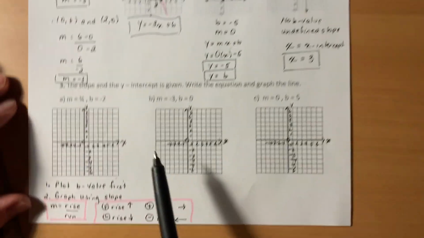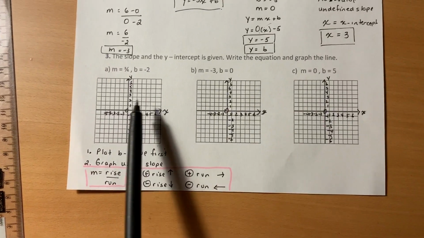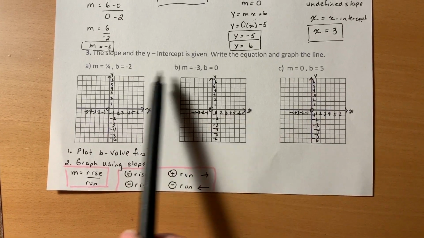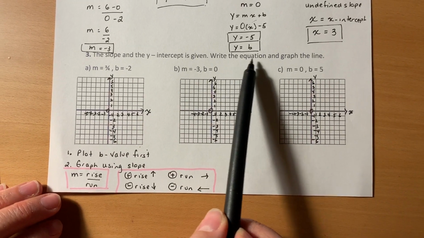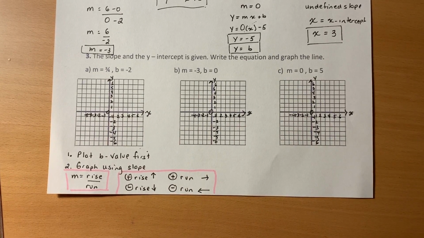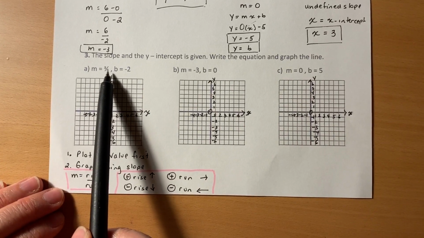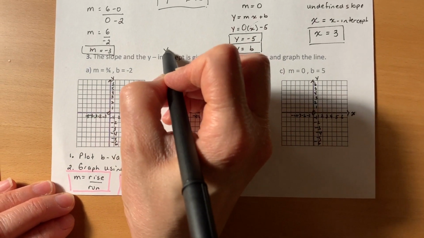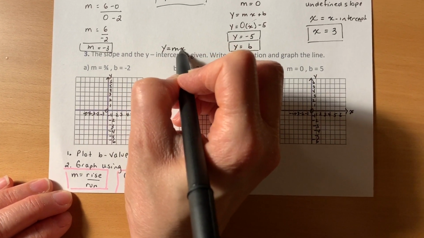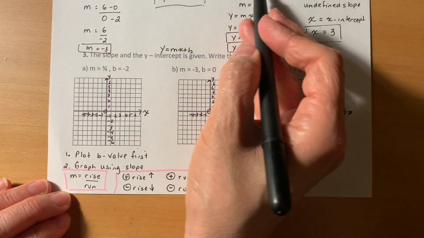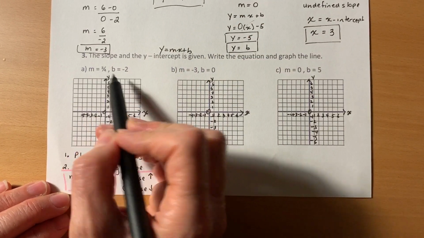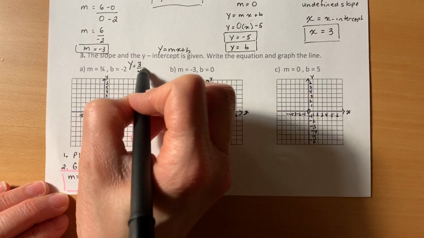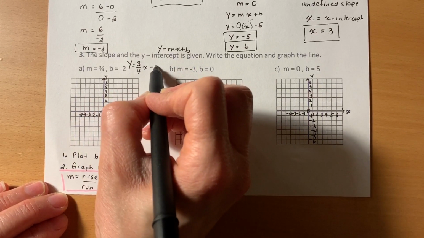Okay, so let's look at the last part here where we're graphing. So here, and we're going to write equations. So the first thing we're going to do here is we're going to write the equation and then we're going to graph it. So if my m is 3/4 and my b is -2, to write my equation, remember it's in the form y equals mx plus b, unless it's one of the special cases. So here my m is 3/4, so this is y equals 3/4x plus my b value.